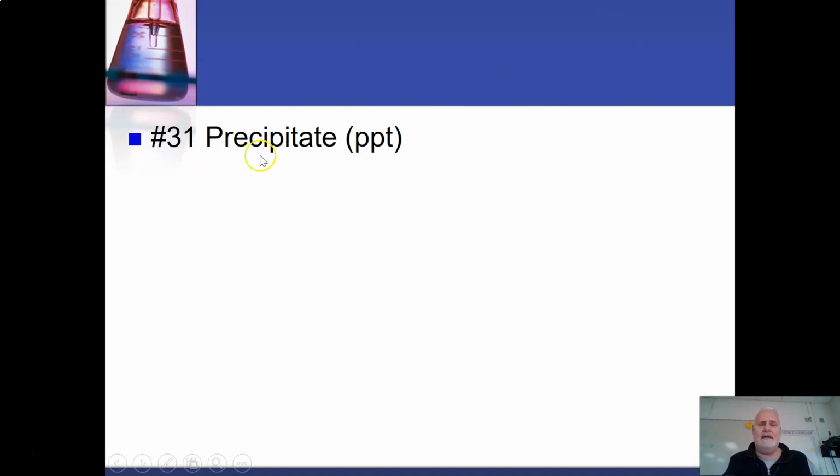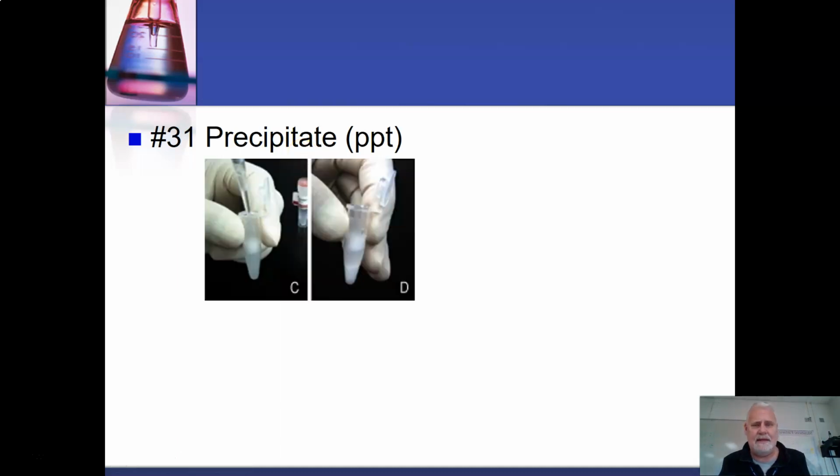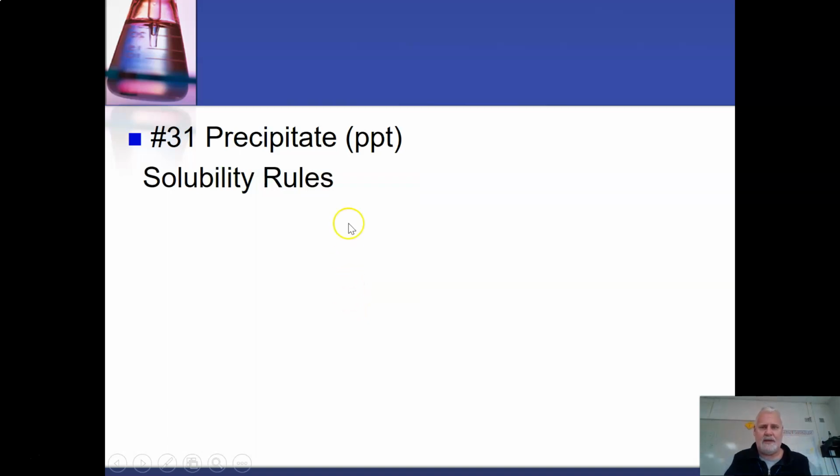Number 31 is talking about a precipitate or a PPT. Here's a small little microvial. We did this with little drops looking for precipitates. Some of you got a chance to do that lab where we look at chemical reactions. If you put the drops on there and it forms a cloudy substance, then you know there's a precipitate that formed in that reaction.